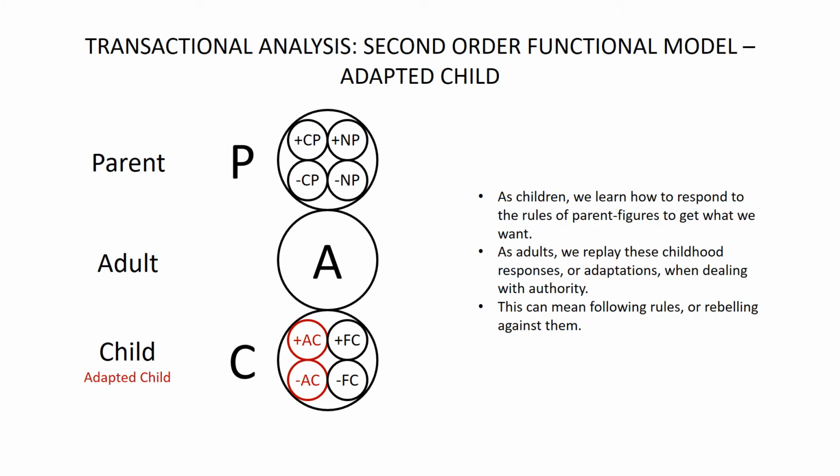As children, we learn that to get what we want from those in authority over us, we must respond to their rules and commands in certain ways. As adults, we often replay our childhood responses or adaptations to the rules set by parent figures. When we do this, we are in our adapted child ego state. This is the case whether we are responding to the rules set by people around us or by wider society. These adapted child responses can either be to follow these rules or to rebel against them.